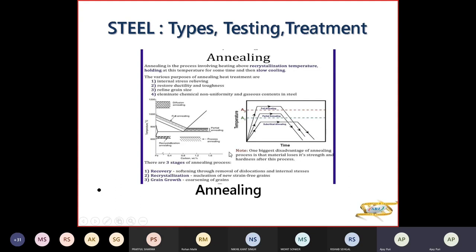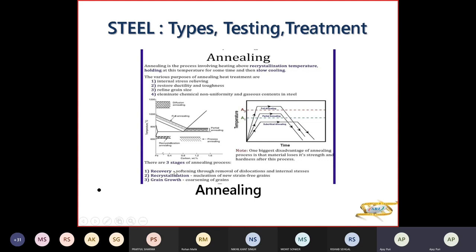Partial annealing, or subcritical annealing, we will not do. Subcritical annealing is done below your eutectoid temperature, but what we are doing in your course is full annealing, not partial annealing. So you are heating above the recrystallization temperature or eutectoid temperature, and the softness is achieved, ductility is improved, strength is improved, toughness is improved, internal stress is removed, grain size is refined, and non-uniformity and gaseous contents are removed.